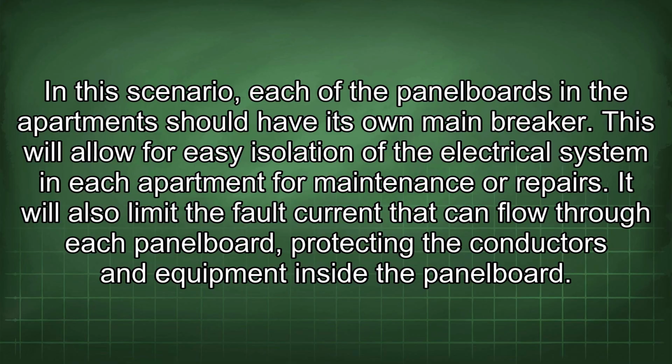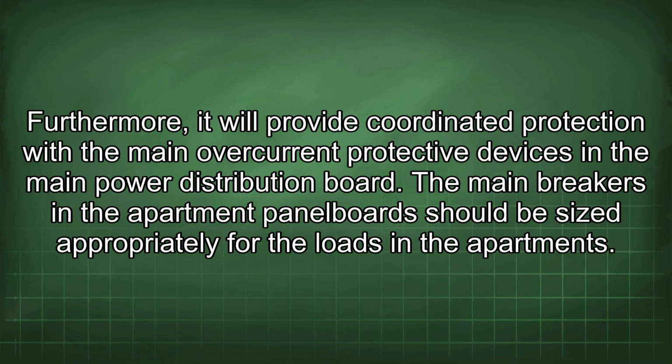This will allow for easy isolation of the electrical system in each apartment for maintenance or repairs. It will also limit the fault current that can flow through each panel board, protecting the conductors and equipment inside the panel board. Furthermore, it will provide coordinated protection with the main overcurrent protective devices in the main power distribution board. The main breakers in the apartment panel board should be sized appropriately for the loads in the apartments.